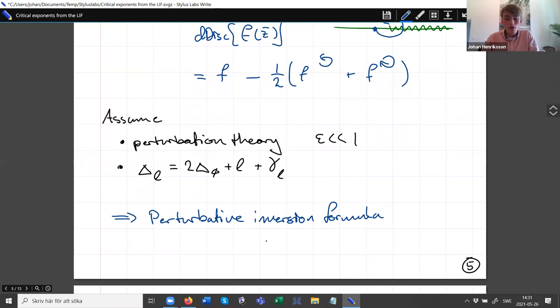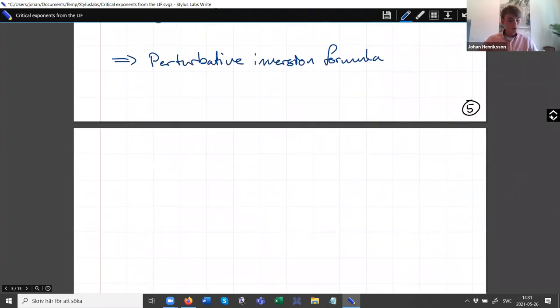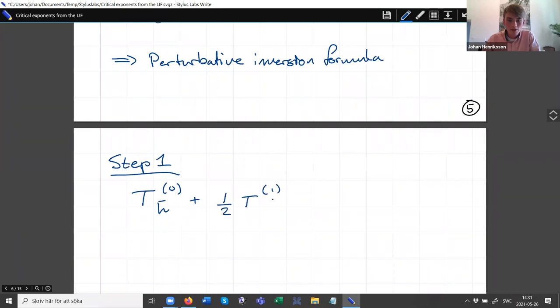Unfortunately, I don't have time to go through the proof of the perturbative inversion formula. There's a link in the notes I uploaded. So you just have to trust me that it follows, using these assumptions, from the general formula. The perturbative inversion formula is a two-step procedure, an algorithm. So first, in step one, we want to compute the following. It's written as T0 of H bar plus a half T1 of H bar log Z plus higher orders. So this is a generating function in log Z.